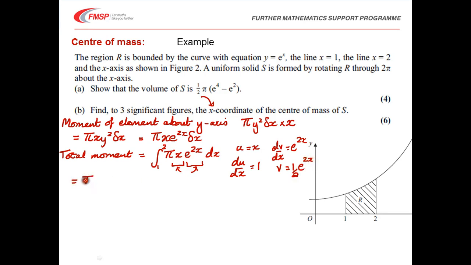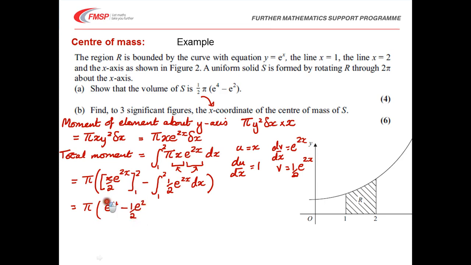So our integral becomes, I'm just going to take a factor of pi outside of the whole expression, pi times uv, which becomes x over 2 e to the 2x. Don't forget to put limits on that, between 1 and 2, minus the integral between 1 and 2 of v du dx. There we go. Close my final bracket there. So pi times, and putting our limits in here, when I put 2 in here I get 2 over 2, which is 1, e to the 4. When I put 1 in here I get a half e to the 2. When I integrate my half e to the 2x, I'm going to get a quarter e to the 2x between 1 and 2. Big bracket around the outside.